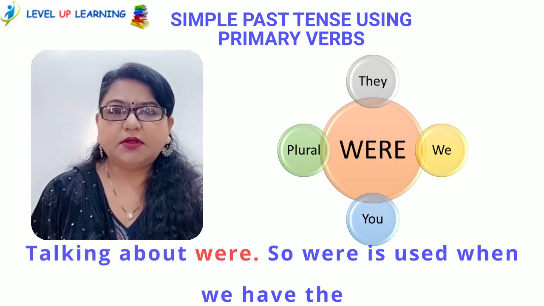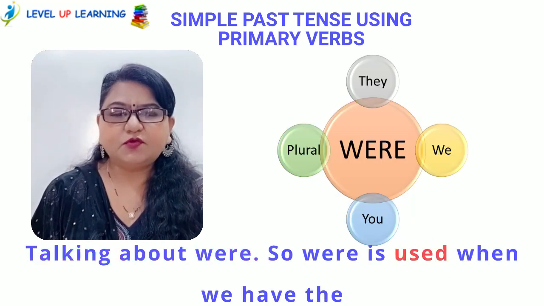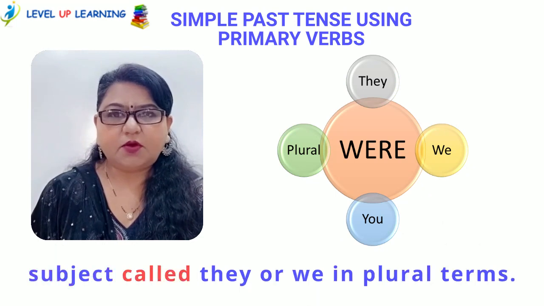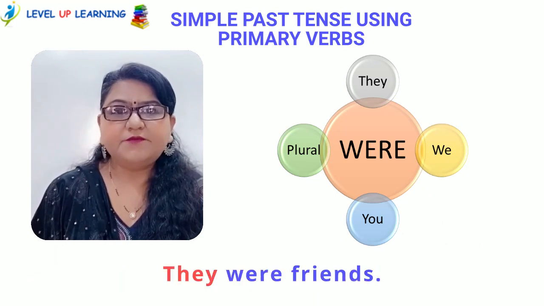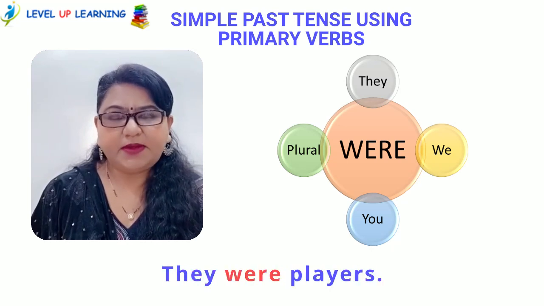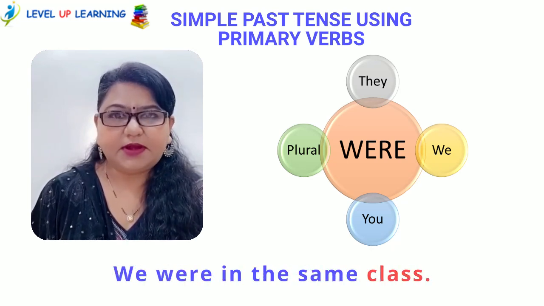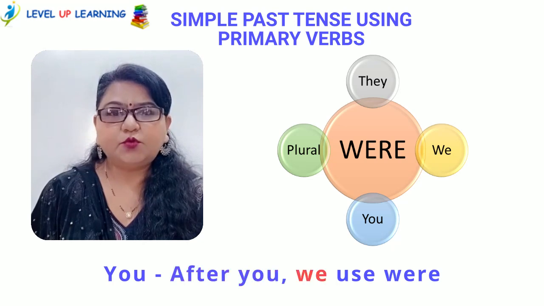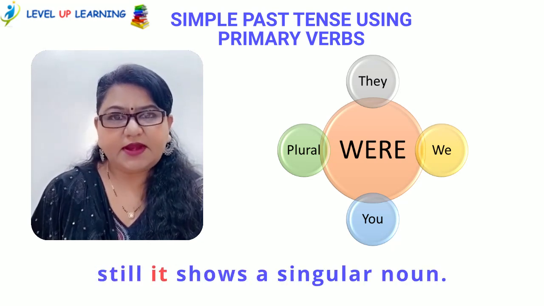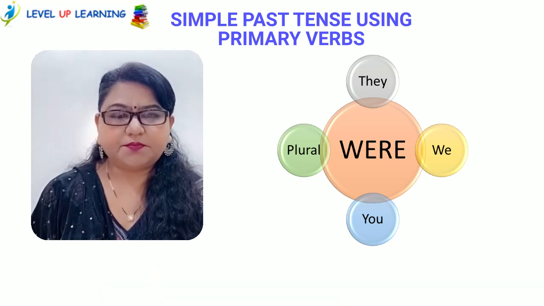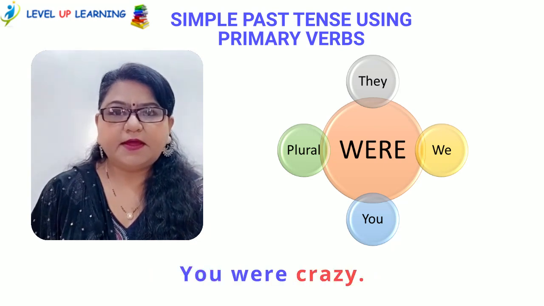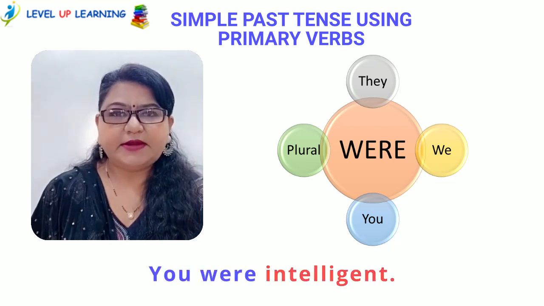Talking about were. So were is used when we have the subject called they or we in plural terms. They were friends, they were players, we were in the same class. You, after you we use were, still it shows a singular noun. You were crazy, you were intelligent.